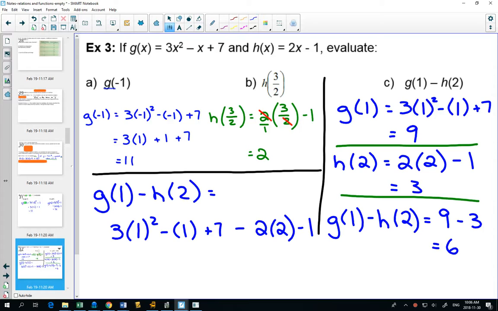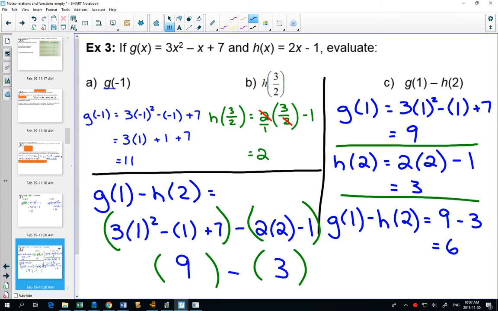One of the things that is important is if you're figuring out g of 1, put that in an extra set of brackets to say I want to figure that out first. And then put h of 2 in another set of brackets. If you figure out the green first, and I'll keep the brackets, we know that that's going to be 9. Keep the brackets green. Minus, and we know that this is going to be 3. And then you would get 9 minus 3, which is 6.